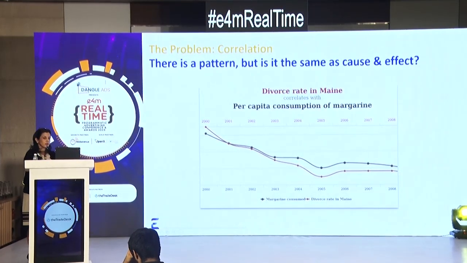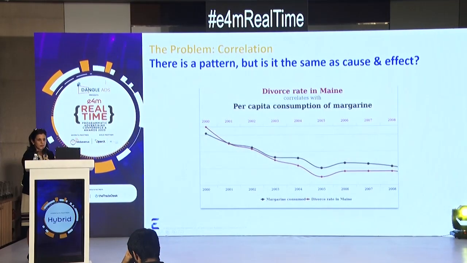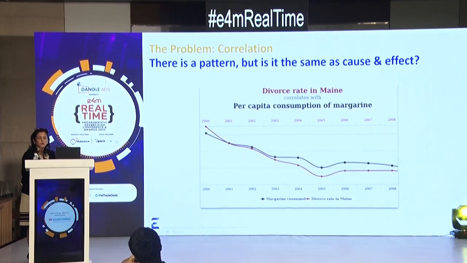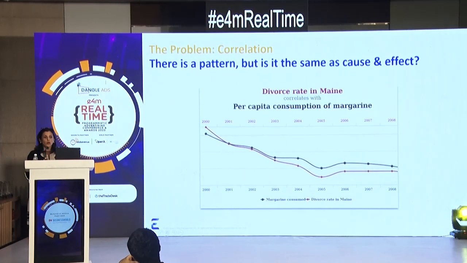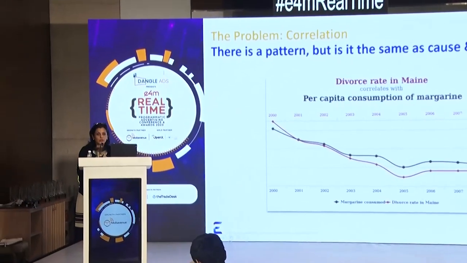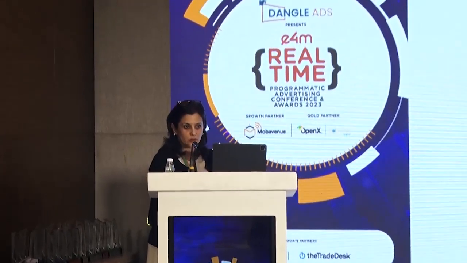So if you look at this graph, and you just look at the numbers as is, the trend line as is, what are we saying? Increased per capita consumption in margarine or butter leads to a higher divorce rate? No, right? And vice versa, what is the relationship between divorce rates and butter consumption? There is no causal relationship between the two, right? There is a correlation, there is a positive coefficient of correlation, but there is no causal relationship between the two.